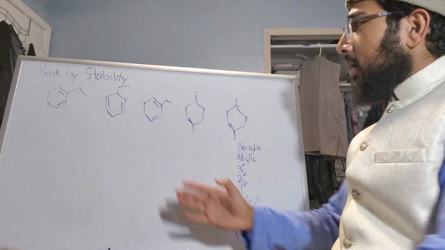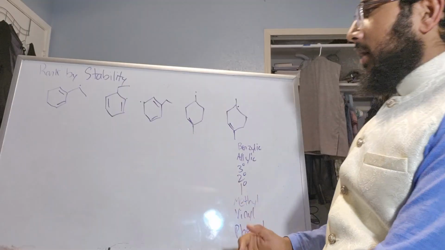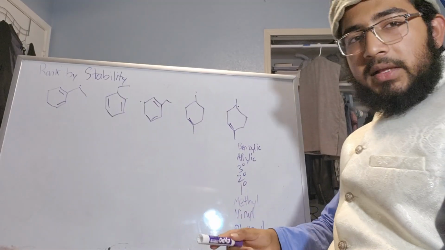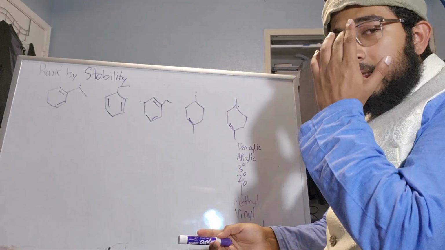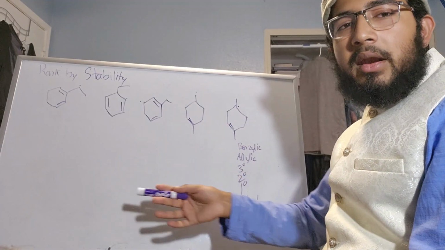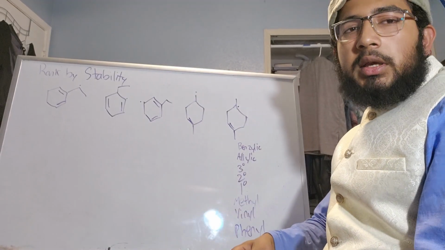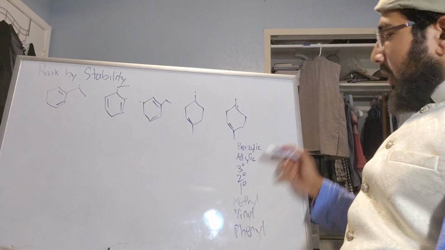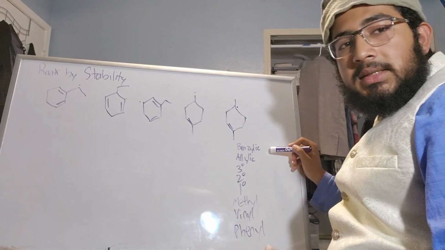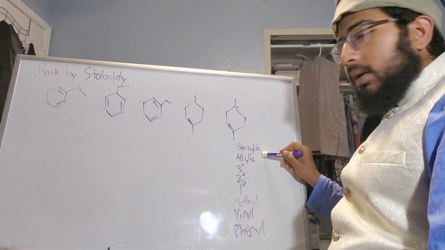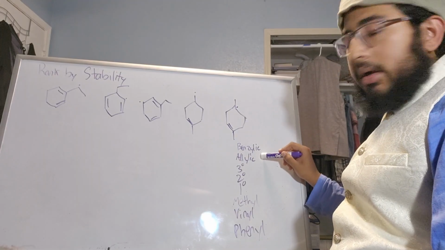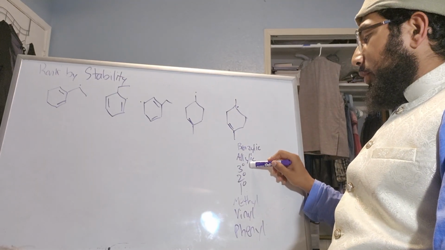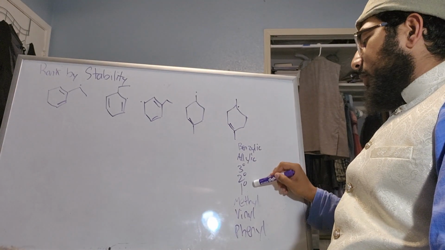Now we're going to rank by stability of the radical. And it's very simple. All you have to look at is the position of the carbon the radical is on, and then look at the ranking order. So benzylic would be adjacent to a benzene ring. Allylic is adjacent to a double bond. Tertiary is adjacent to 3 carbons. Secondary is 2. Primary is 1.